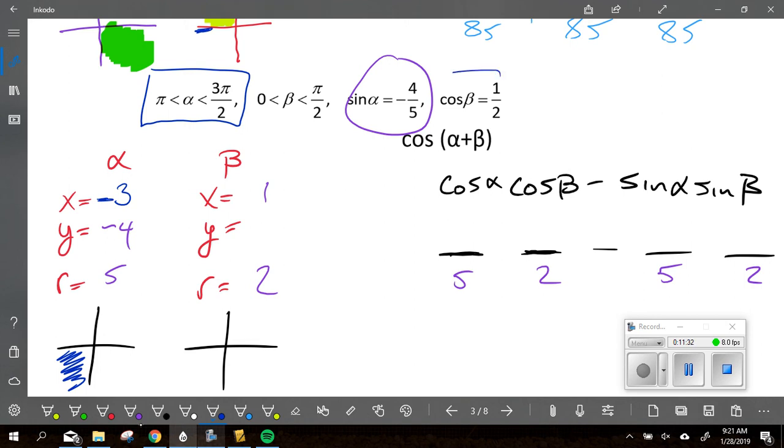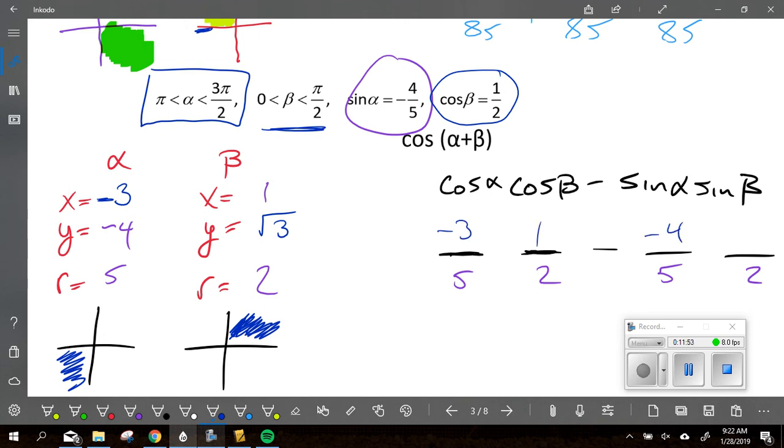Okay, same thing with the other one. It's 1/2. You do Pythagorean theorem. You find your y is radical 3. I'm between 0 and pi over 2, so I'm in the first quadrant. If I'm in the first quadrant, everything's positive. I did cosine alpha plus beta, so I wrote up my formula. Cosine of alpha is negative 3. Cosine of beta is 1/2.